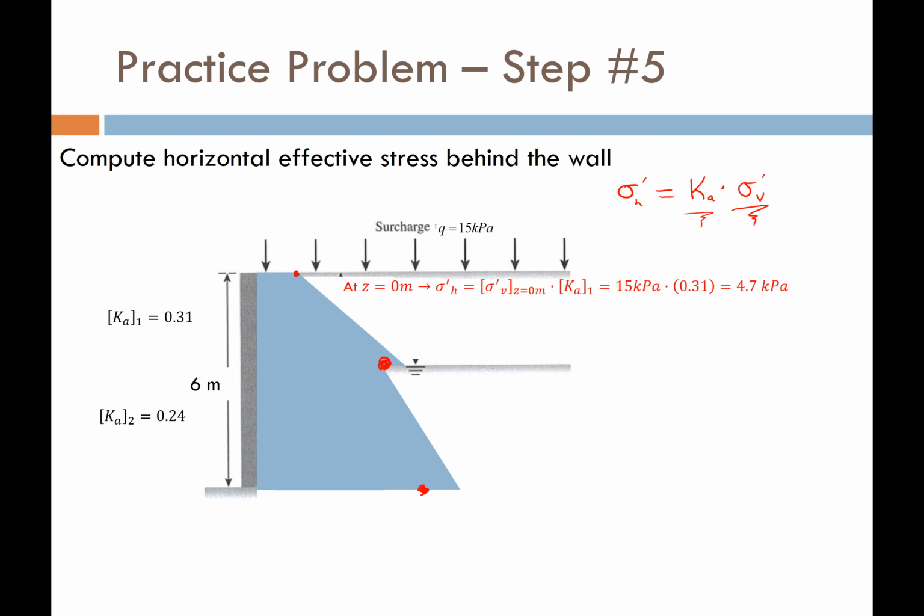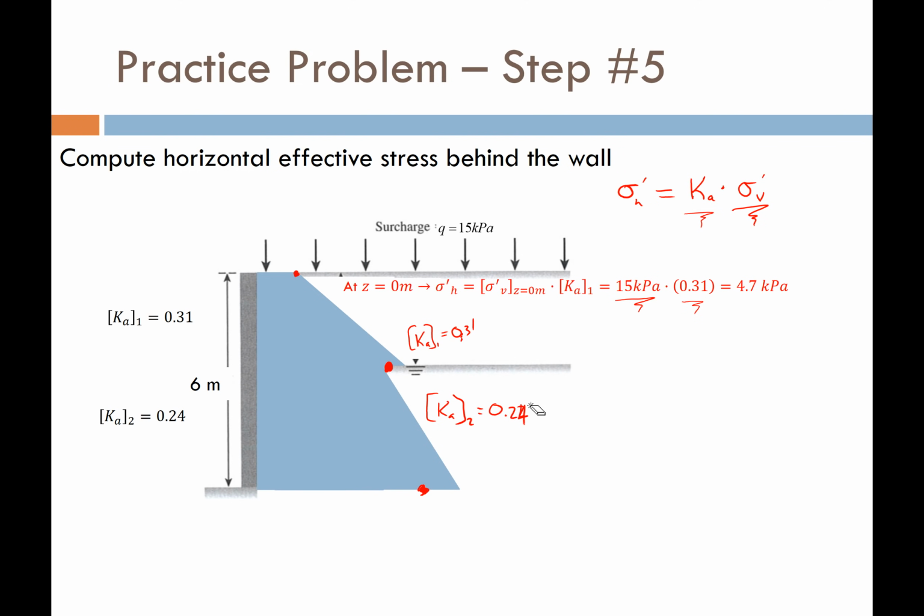So at a depth of 0, you'll recall that the vertical stress was 15 kPa from the surcharge. The active earth pressure coefficient was 0.31. So by multiplying them, I get 4.7 kPa. Now, at the middle, we have something interesting because we have the active earth pressure coefficient for the upper layer is 0.31, but you'll recall that for the lower layer, right at that same boundary, it changes, I think, to 0.24.